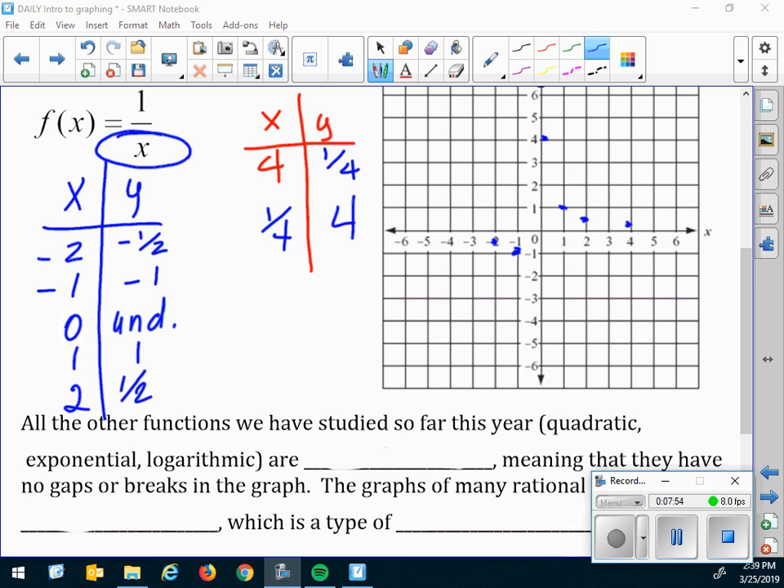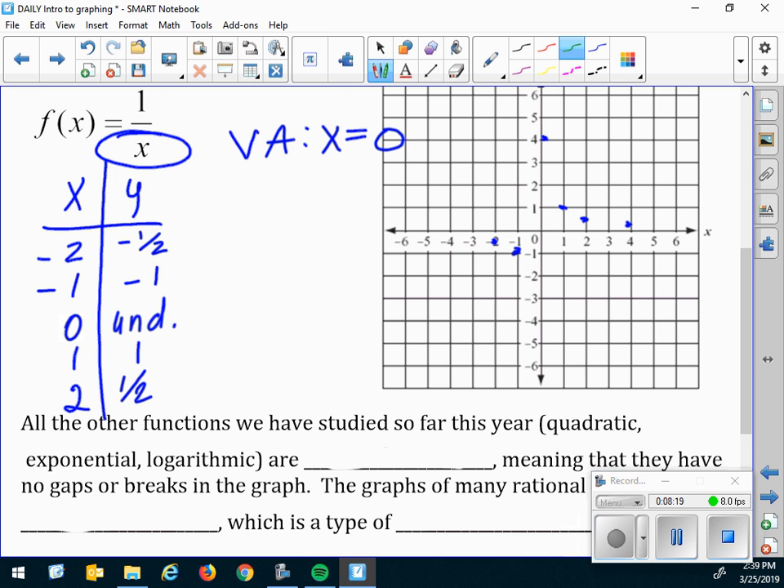What happens to this function when x is 0? Whenever the denominator is 0, that's where you have a vertical asymptote. Oh, snap. I have a vertical asymptote when x is 0. So, right here, I have a vertical asymptote. I can't cross that thing. But look what happens.